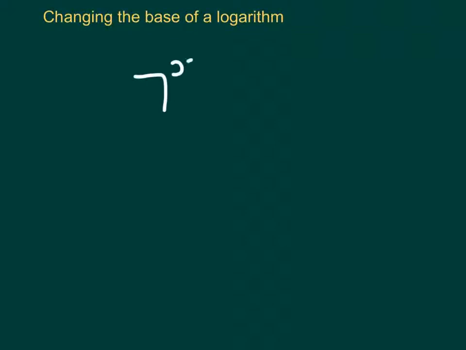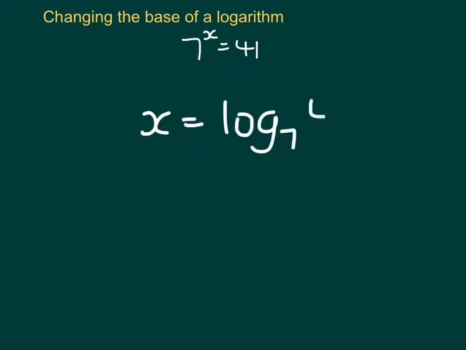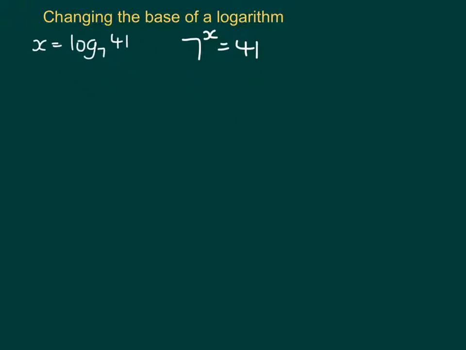Okay, so this is changing the base of a logarithm. I'm just going to show you how it works using that equation there, because we know two ways to solve it. 7 to the power x equals 41. I'm just going to use those two things we've done previously to show how this works. So we know we can rewrite that as x equals log to the base 7 of 41. And then if you've got those cool buttons on our new calculators, we could work that out.